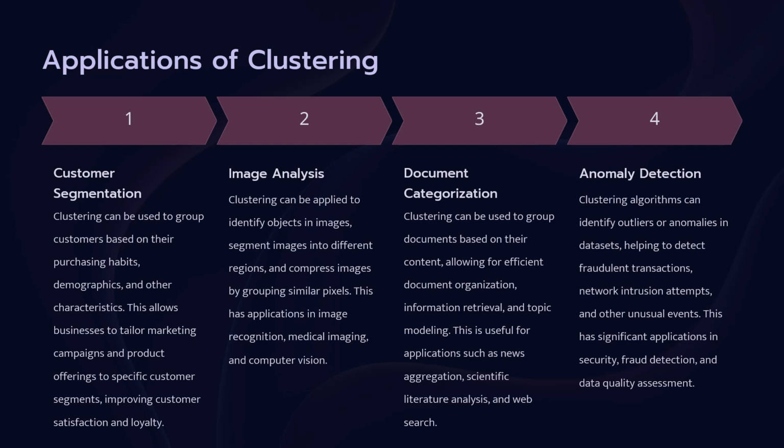And then the third one would be document categorization. Clustering can be used to group documents based on their content, allowing for efficient document organization, information retrieval, and topic modeling. This is useful for applications such as news aggregation, scientific literature analysis, and web search.